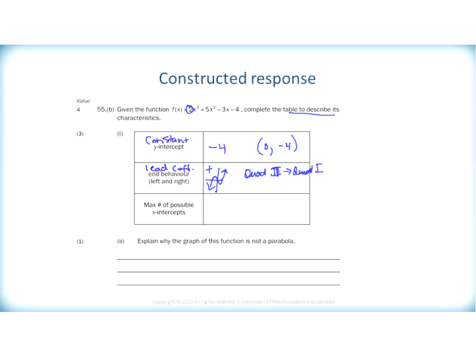The maximum possible number of x-intercepts for a cubic function, which is of degree 3, is 3. It doesn't have to have 3 x-intercepts, but the maximum is 3. Explain why the graph of this function is not a parabola. Well, it is of degree 3, whereas a parabola is a quadratic equation, which is degree 2.